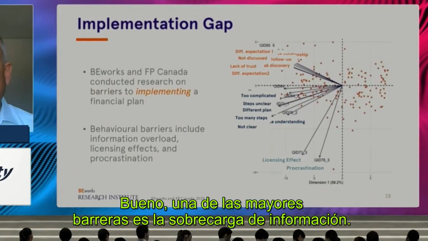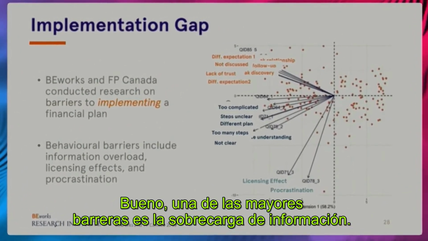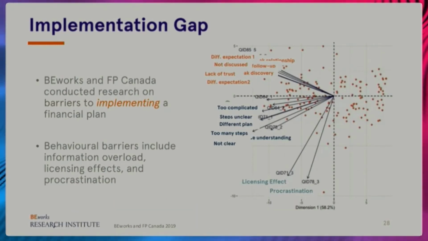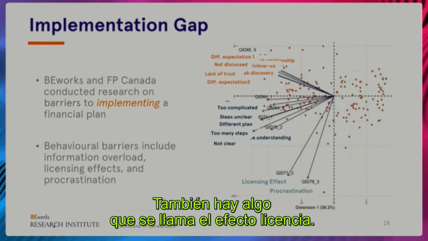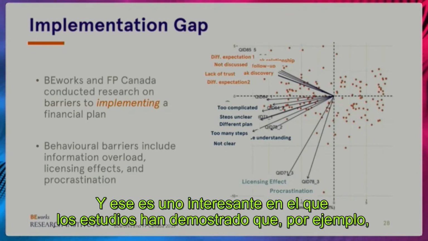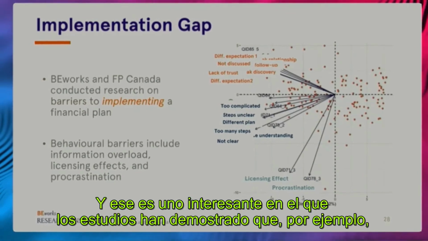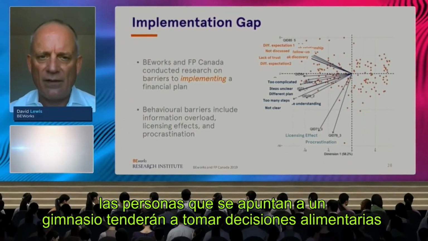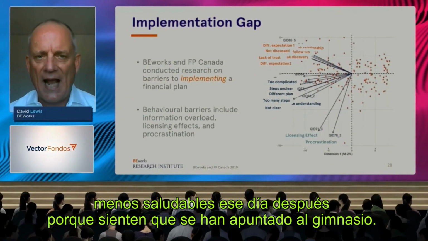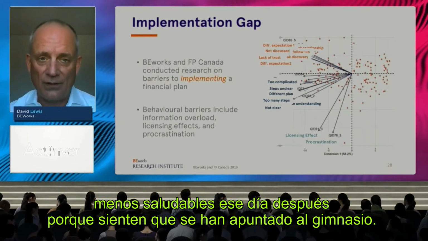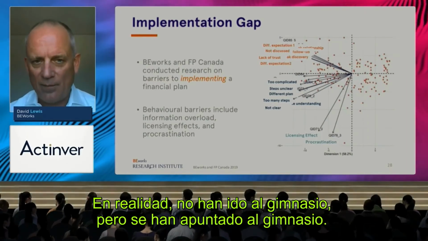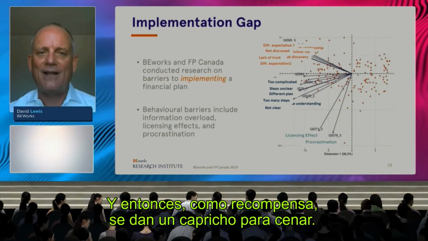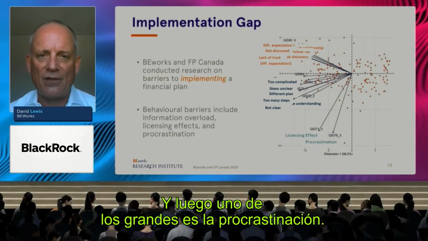Well, one of the biggest barriers is information overload. We give people too much information to make their future decision on. There's also something called the licensing effect. And that's an interesting one where studies have been shown, for example, people who join a gym will tend to make unhealthier food choices that day afterwards because they feel they've joined the gym. They haven't actually gone to the gym, but they've joined the gym. And so as a reward, they give themselves a treat for dinner. And then a big one is procrastination.